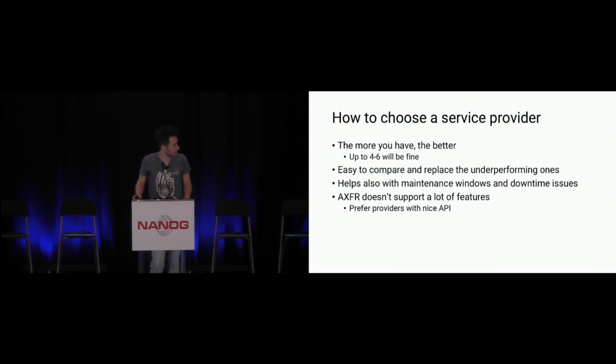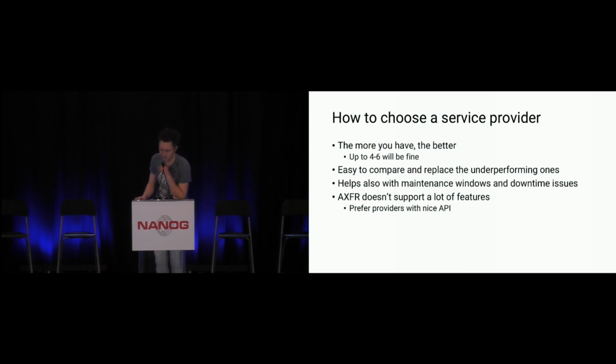So here's how you can choose a DNS provider. Just pick a few. The more you have, the better. In my belief, up to 4 or 6 will be just fine. This way, in case you are paying them for real traffic usage, it's easy to track down and replace the underperforming ones, because those are the ones who will serve less traffic, so those whom you are paying less.